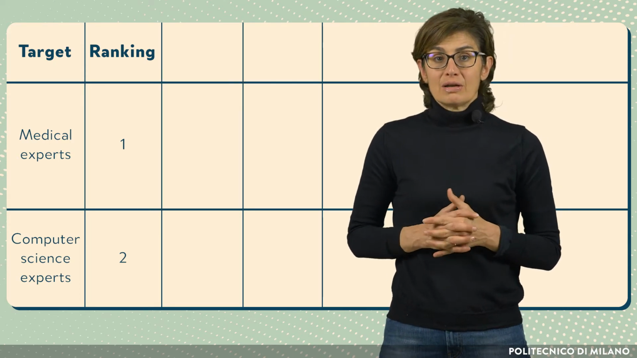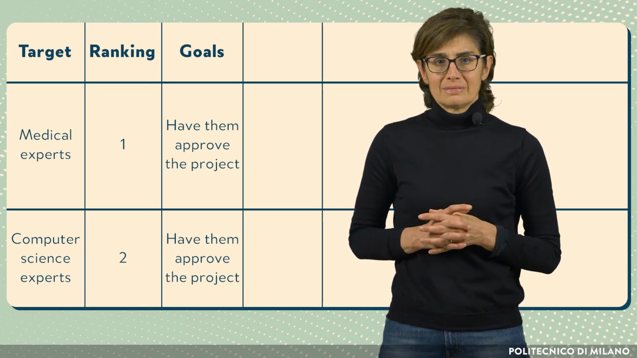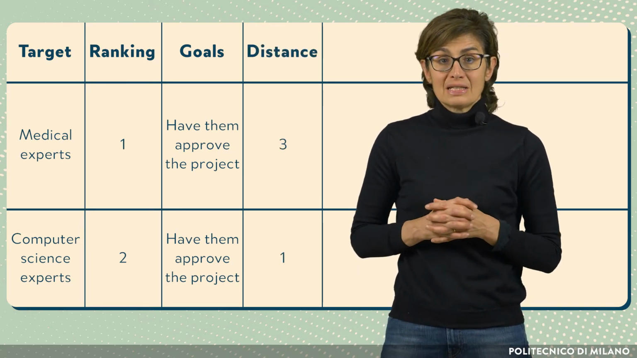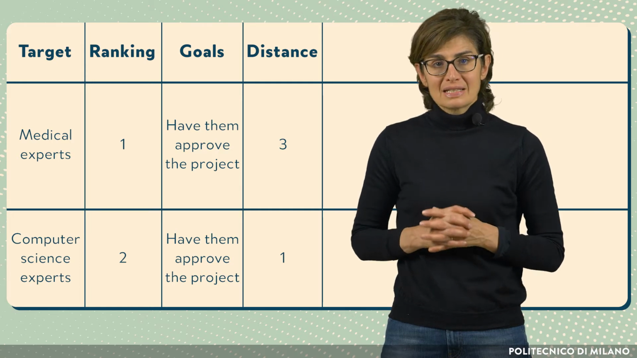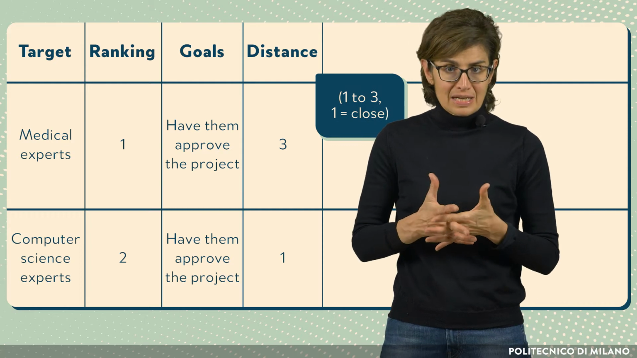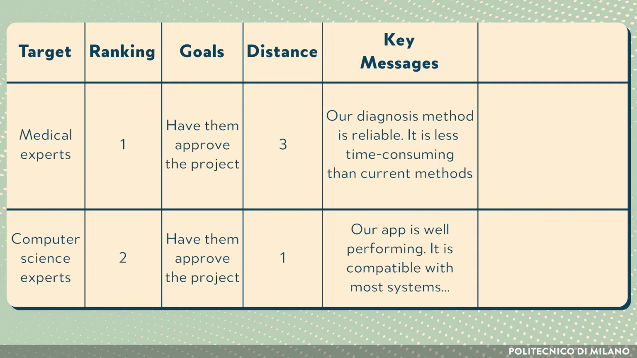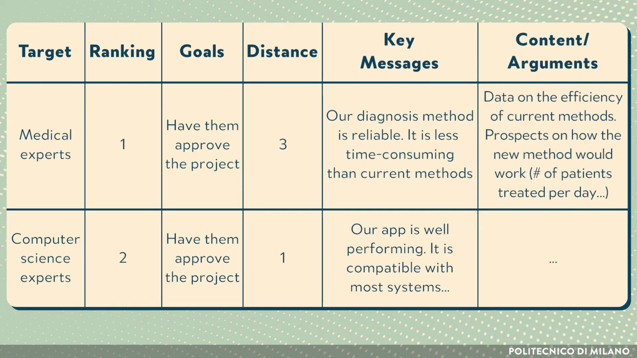The third column is for the goals. What do you want to achieve? The fourth is for the distance. How distant is the target from the goal? Again, different scales can be used. The fifth column is for the key messages. What do you want that target to get crystal clear? And the last column is for the content. What pieces of content may serve the purpose?